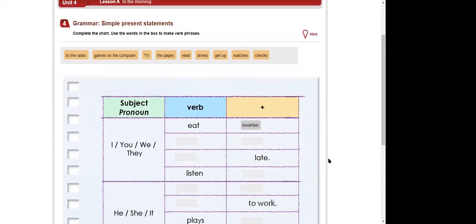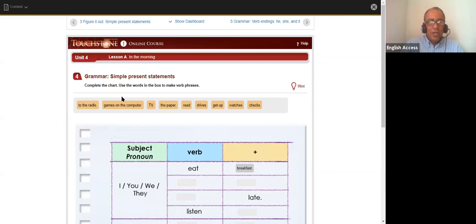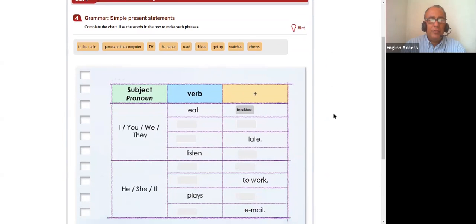Let's go for number 2. Right here, we have to complete this exercise. It's a complete the chart and use words in the box to make verb phrases. For example, we have I, you, we, they eat breakfast. Now we have the verbs here, or the nouns change for third person. In this case, read, drives, watches, checks, get up. What is the good one for number 2?